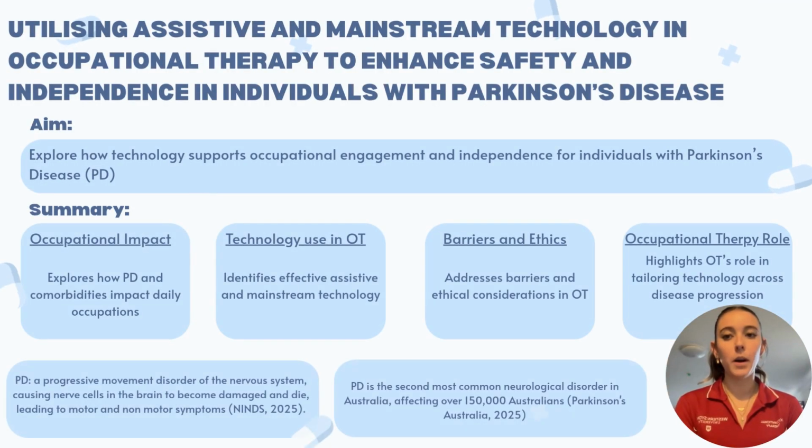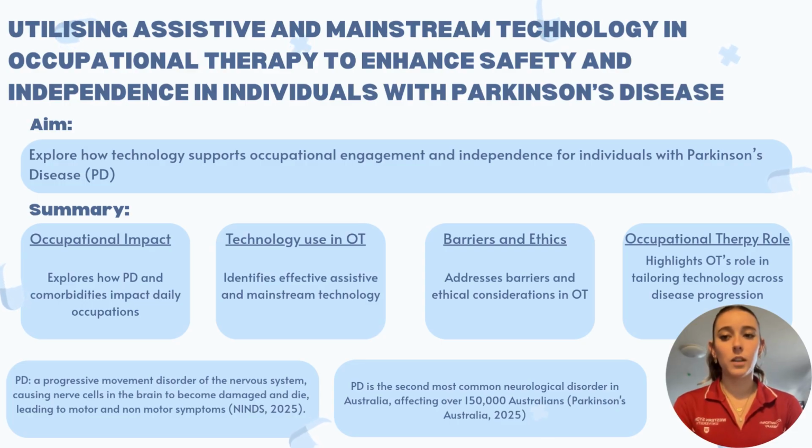Now, moving on, Parkinson's disease is a progressive neurological disorder that affects movement and function, caused by the degeneration of nerve cells in the brain. It is the second most common neurological disorder in Australia, which presents with a combination of motor, cognitive, and psychosocial challenges that significantly affect daily functioning and participation in meaningful occupations. The aim of my chapter was to explore how occupational therapists can use both assistive and mainstream technologies to enhance safety, independence, and occupational engagement for people who live with Parkinson's disease.